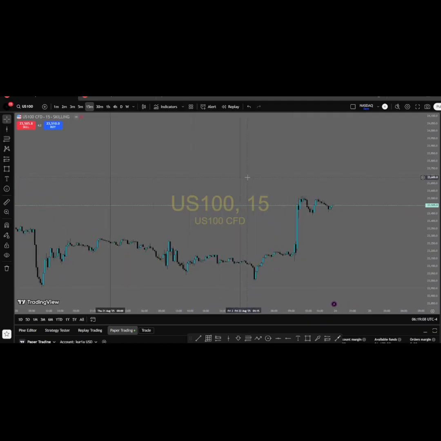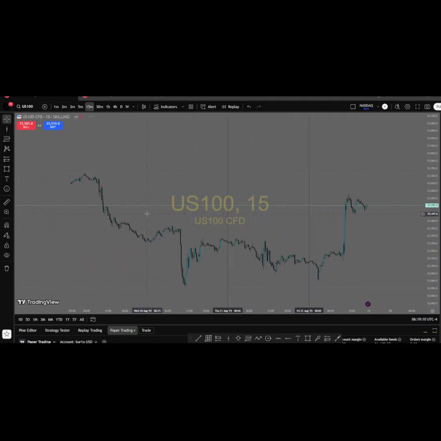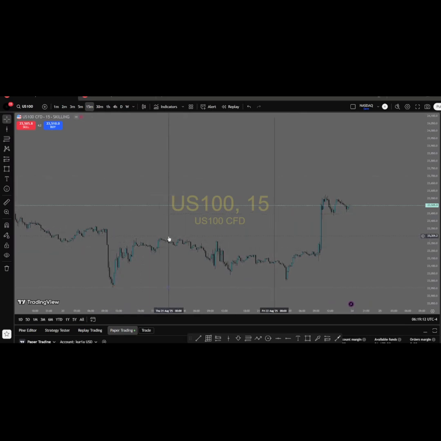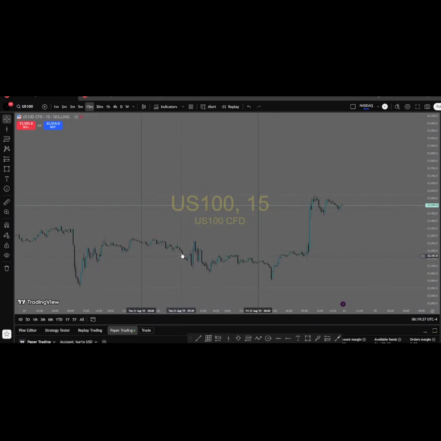Okay, right there on US 100. So when price opened, midnight open, it consolidated, then it came to the 10 a.m. news, which we see this heavier price action rather than this consolidation price action right here.